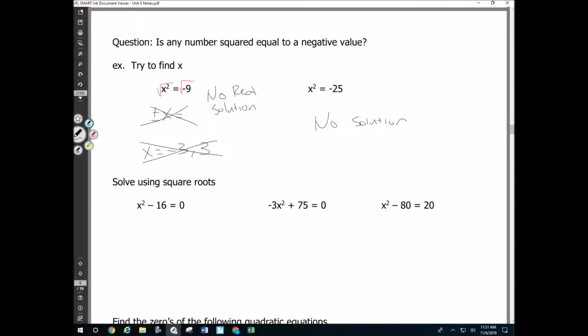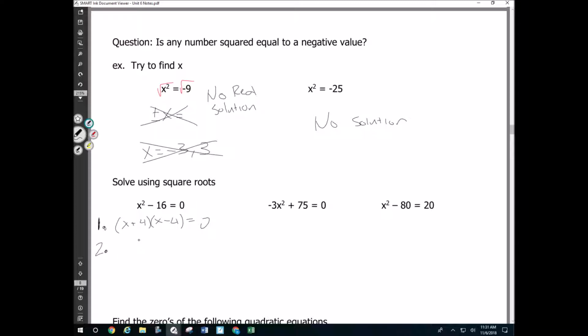Now, this guy. What we could do is still do what we did last class. I could say x squared minus 16 is x plus 4 times x minus 4. That is one way to get your solutions, 4 and -4. This is what we learned last class. But now there's a second way.